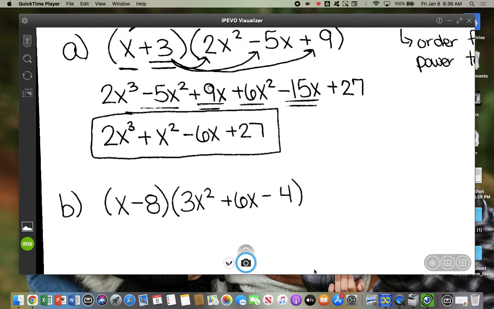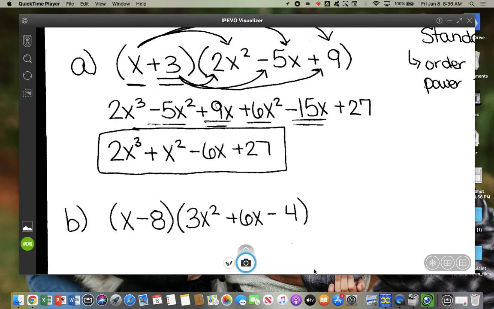All right, so you just want to model it just like the first one. And just make sure when you distribute that you are paying attention to your signs.